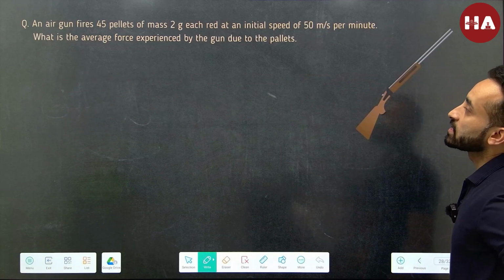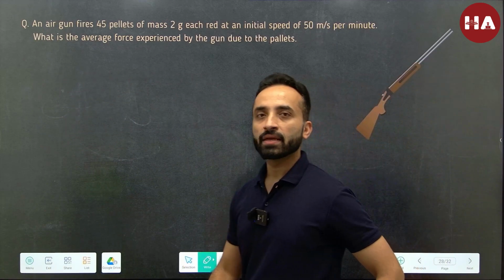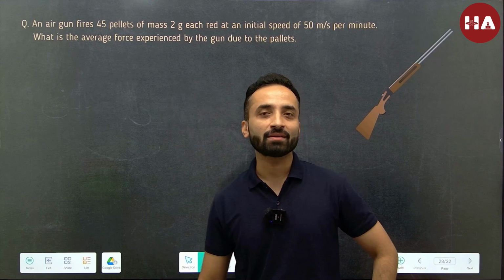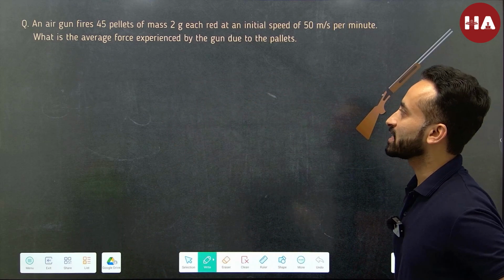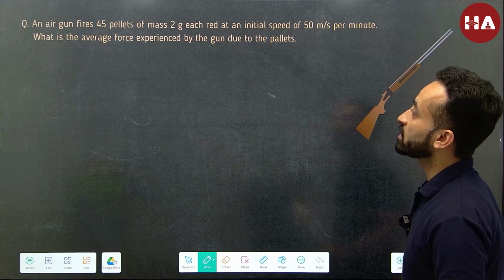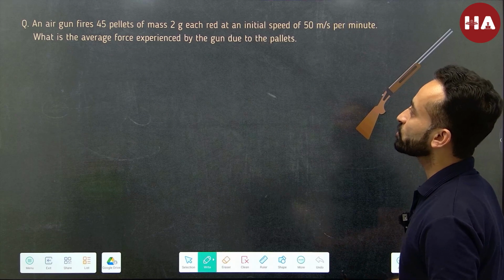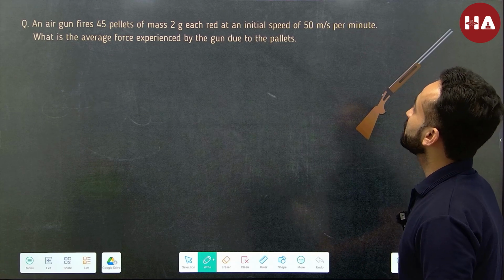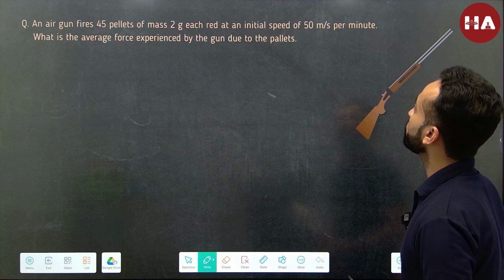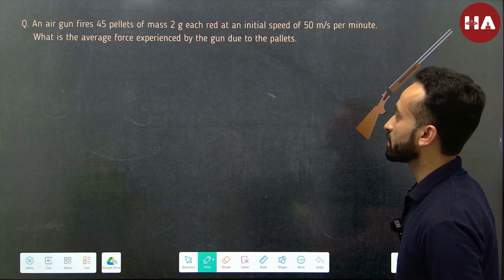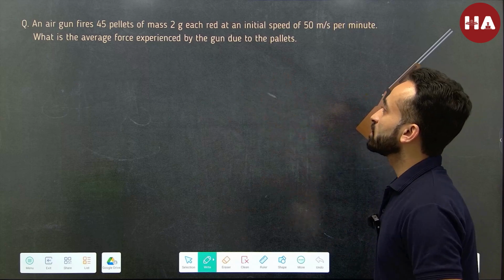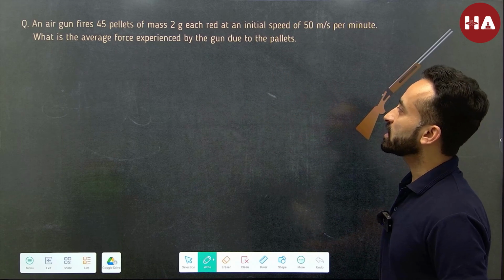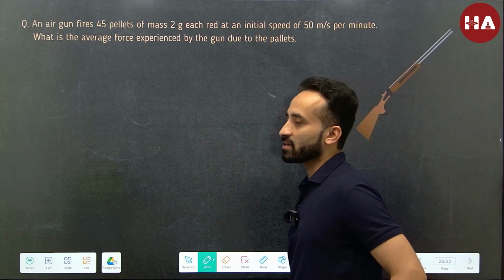And now we can take one last question, and we have built up the right momentum towards this chapter, and then we can start off with the next level of this chapter. An air gun fires 45 pellets of mass 2 gram each at an initial speed of 50 meter per second per minute. Okay, so 50 meter per second, 45 pellets, every minute. What is the average force experienced by the gun?